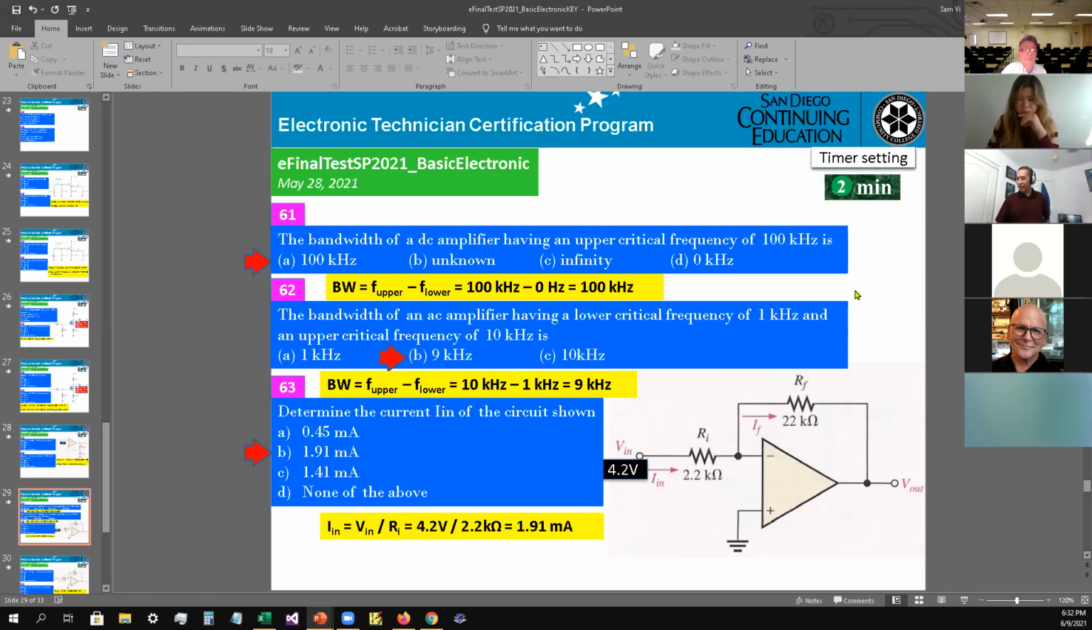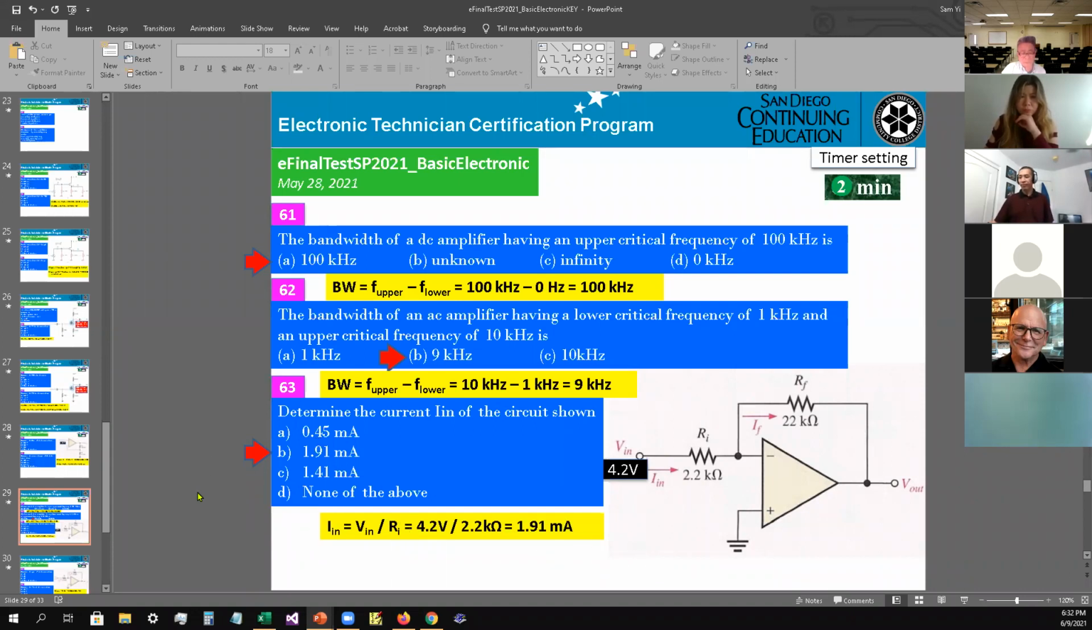Okay, number 63, determine the current I in of the circuit shown. It's going to be the voltage at V in minus the voltage here, which is a virtual ground, so 0. Therefore, we just take V in divided by R in. So 4.2 volts divided by 2.2 kilo ohm gives you 1.91 milliamp. So the answer is B as in Bob for number 63.